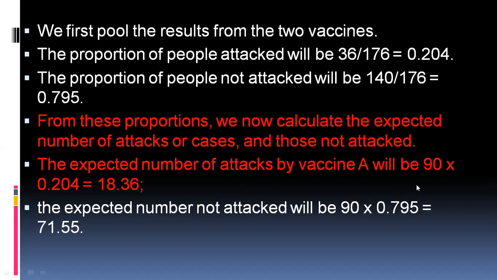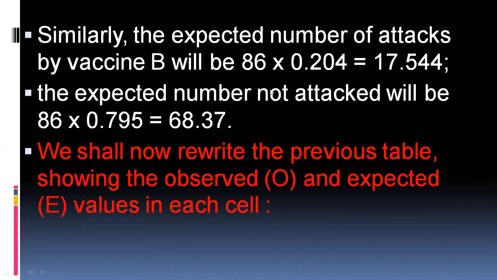So now we apply 90 by 0.204, which comes to 18.36. This is the expected number of people who are attacked in the group with vaccine A. The expected number not attacked is 71.55, which together make 90. Similarly, the expected number of attacks for vaccine B will be 86 into 0.204, which is 17.554, and not attacked will be 86 into 0.795, which is 68.2.